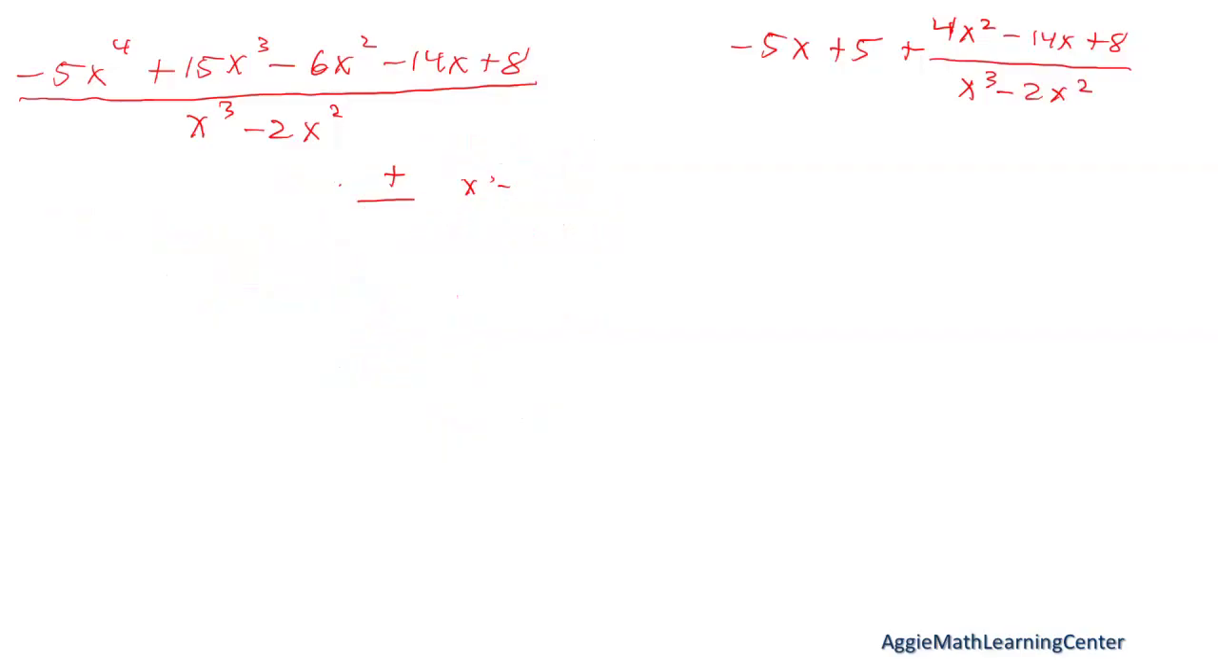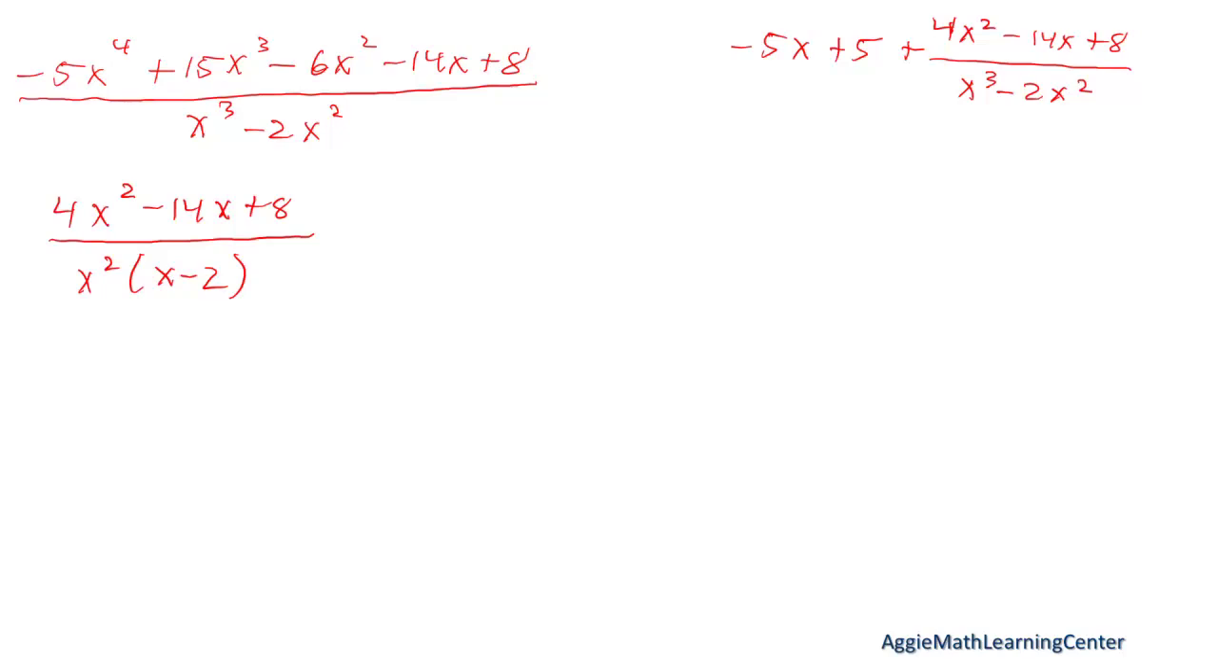Next is the partial fraction decomposition part. The negative 5x plus 5, you don't have to decompose any further because that's already pretty simple. But it's the 4x squared minus 14x plus 8 over x cubed minus 2x squared that you'll want to decompose. If I rewrite that denominator, you have 4x squared minus 14x plus 8, and the denominator factors to an x squared and an x minus 2.